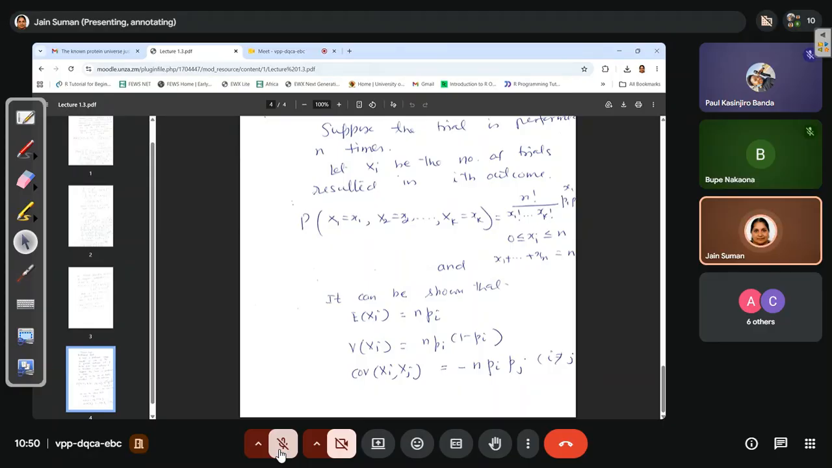So I've finished the first topic, which is categorical variables and their sampling models. This topic is done. And from next week, I will start the estimation of the parameters in the sampling models.